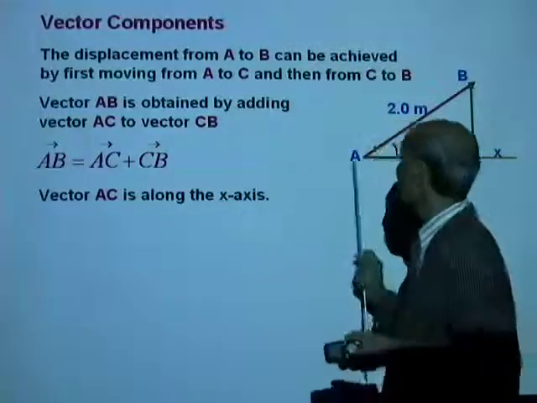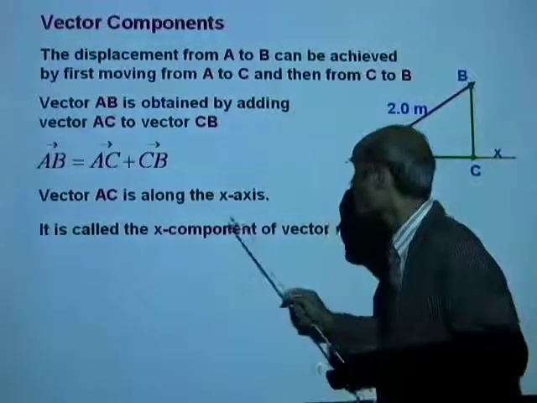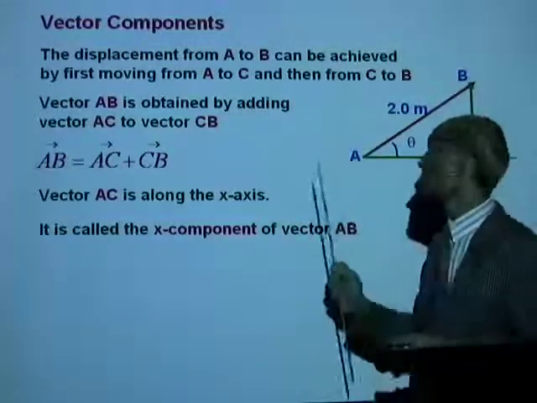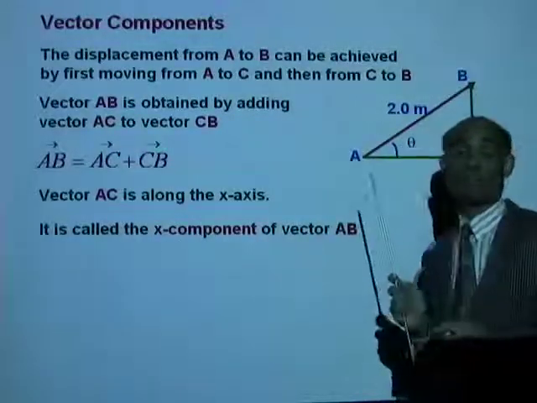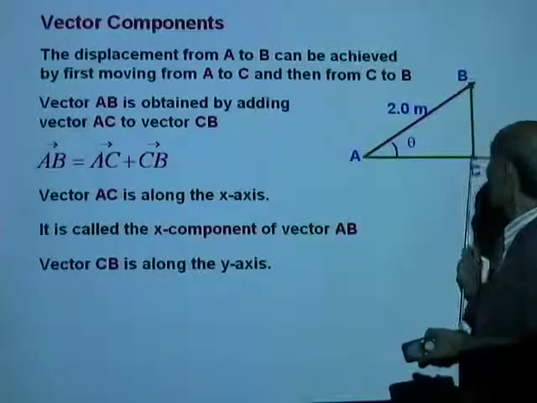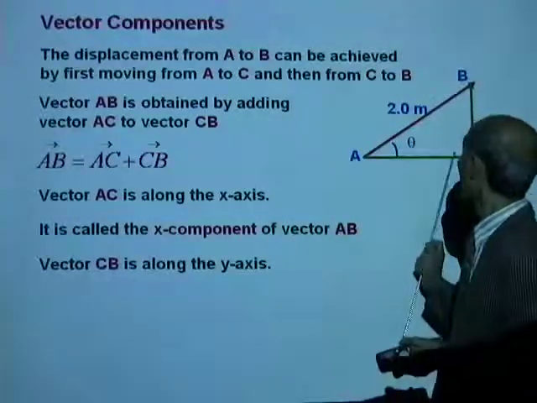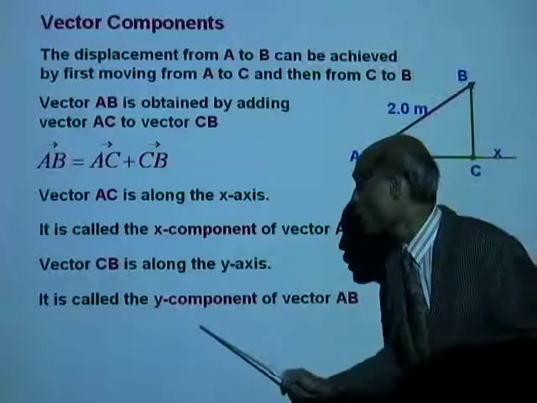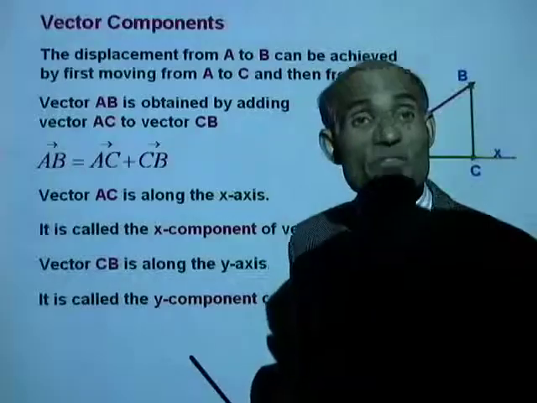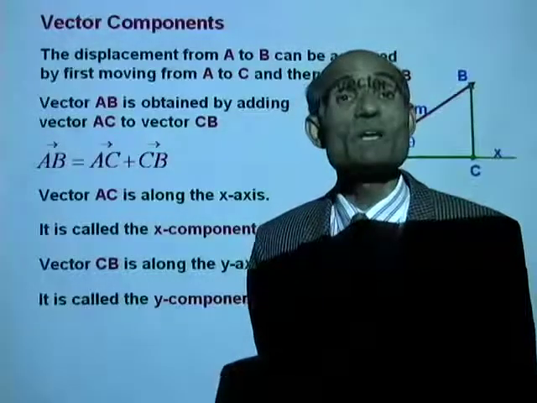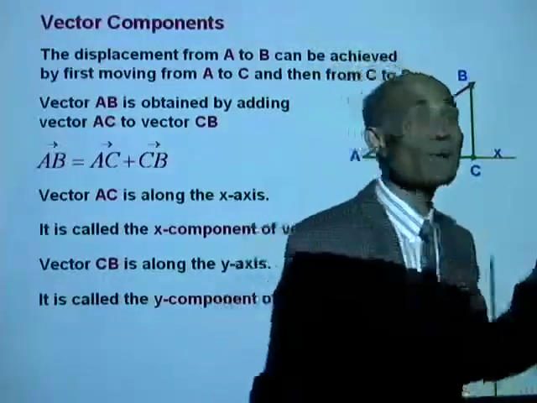Vector AC is along the x-axis and it is called the x component of vector AB. So vector AC is the x component of vector AB. In a similar way, vector CB is along the y-axis, and therefore vector CB is called the y component of vector AB. Any given vector can be broken into an x component and a y component.